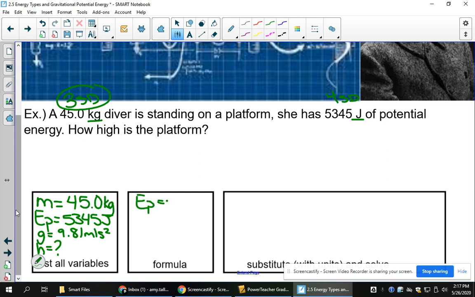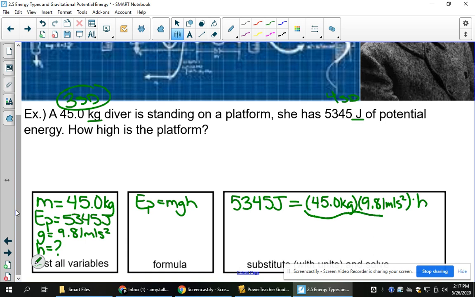Here's my formula. And here I'm going to sub in. So on the left side, I'm going to put my potential energy. And then I've got mass times G times height, which I don't know, so I'll leave it as just an H, a variable. Now in algebra, what would we do first? I would go 45 times 9.81 right here, and I get 441.45 times H equals 5345.